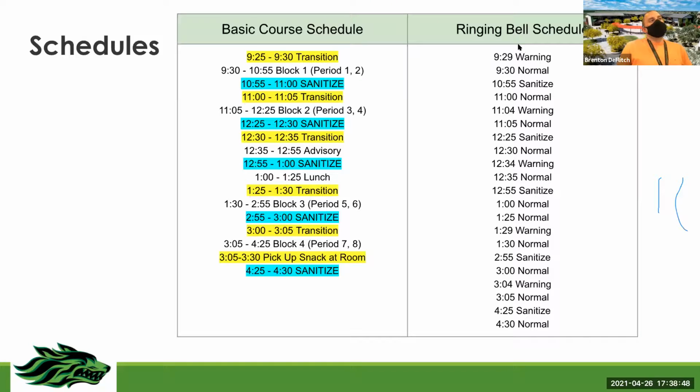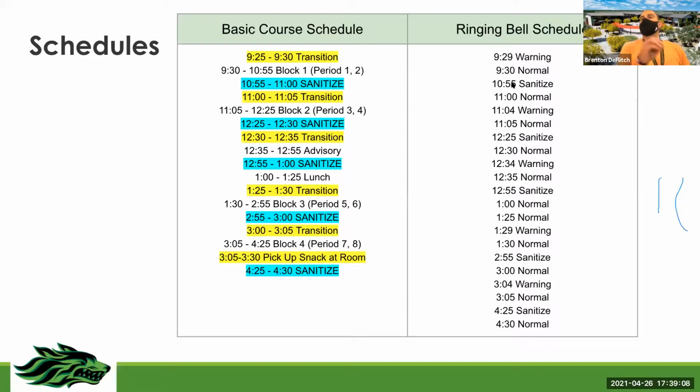And so you can see on the right, this is all the types of bells that will now be in place starting Wednesday. And so now students will have a warning bell that they're almost tardy to class. Then the bell starts class officially. And then at the end of class, there is a bell to start sanitizing.